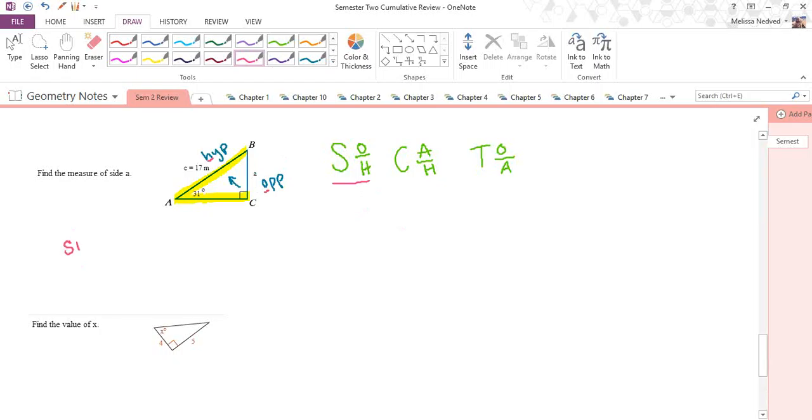And so we set that up by saying sine of my angle, which is 31 degrees, equals the opposite, that's my variable A, over the length of my hypotenuse, which is 17. And cross multiply to solve. A times 1 is just A, is equal to 17 times sine of 31. Make sure that you have a calculator that can do that.